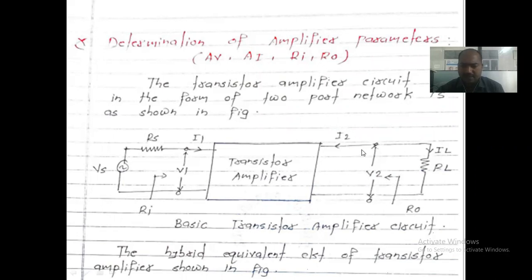In this equation, see, IL and I2 are the same, meaning the output current. The load current flowing through RL is actually the output current. IL and I2 are the same, but IL is coming towards RL, so IL is positive and I2 is negative, because it is flowing out of this, right? So IL is equal to minus I2.